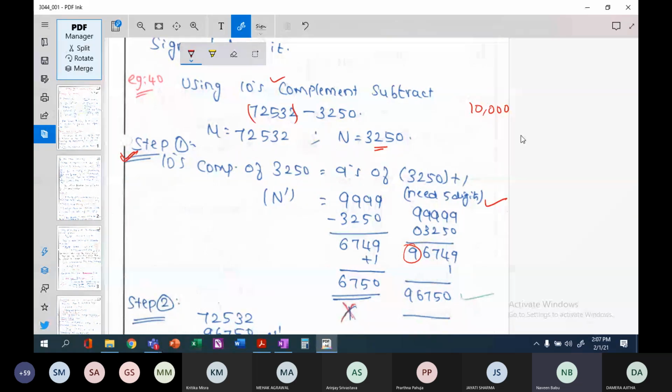Obviously, as a decimal subtraction, minus 3250 is the conventional method. Instead, we are forgetting that we are having a 0 here.